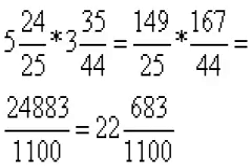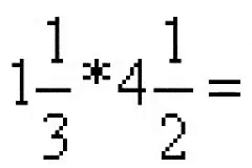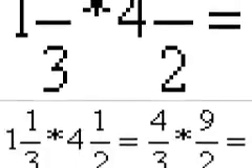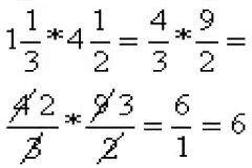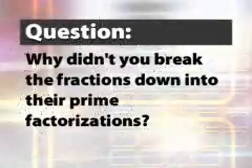Take this simple example. 1 1/3 times 4 1/2. You see, we can reduce a lot. Now your first statement might be, but you did not break it down into prime factorization like you just taught.